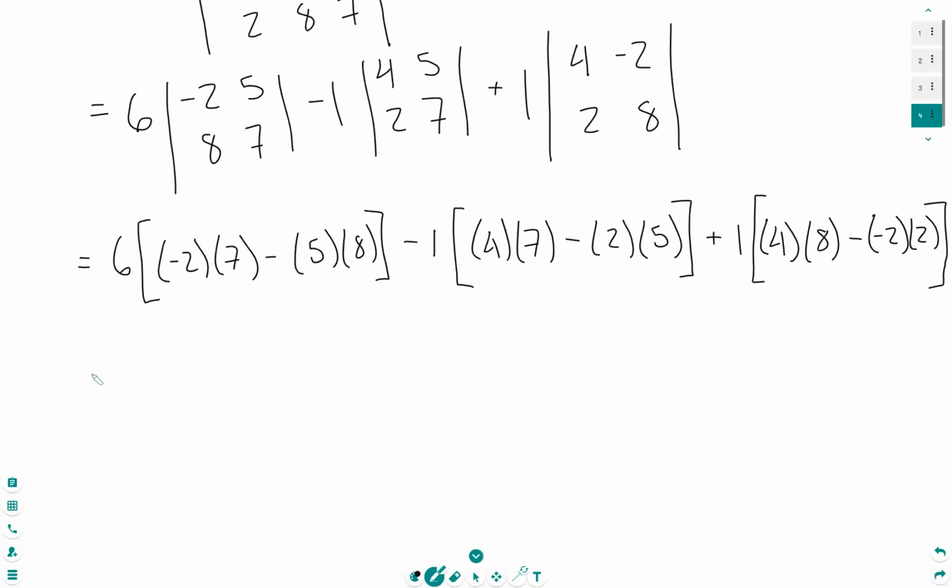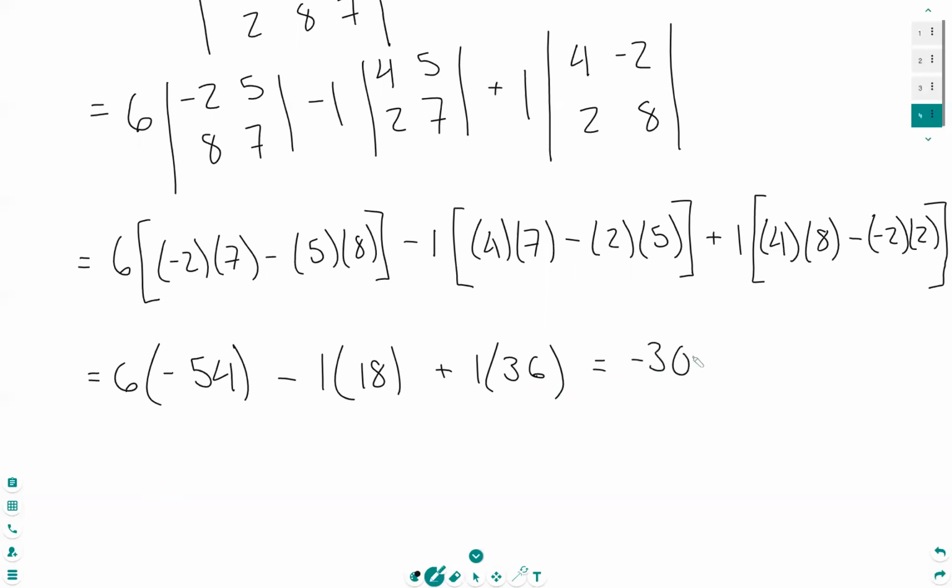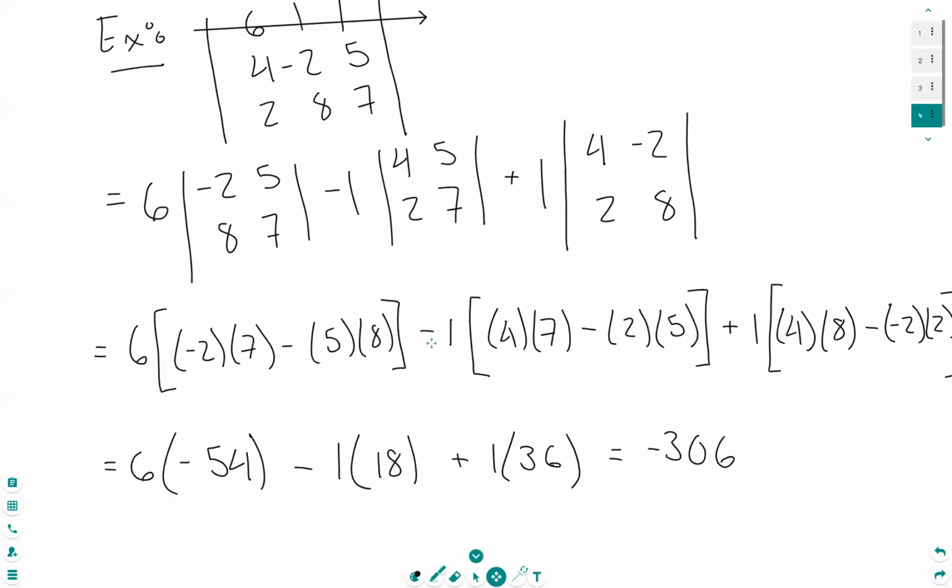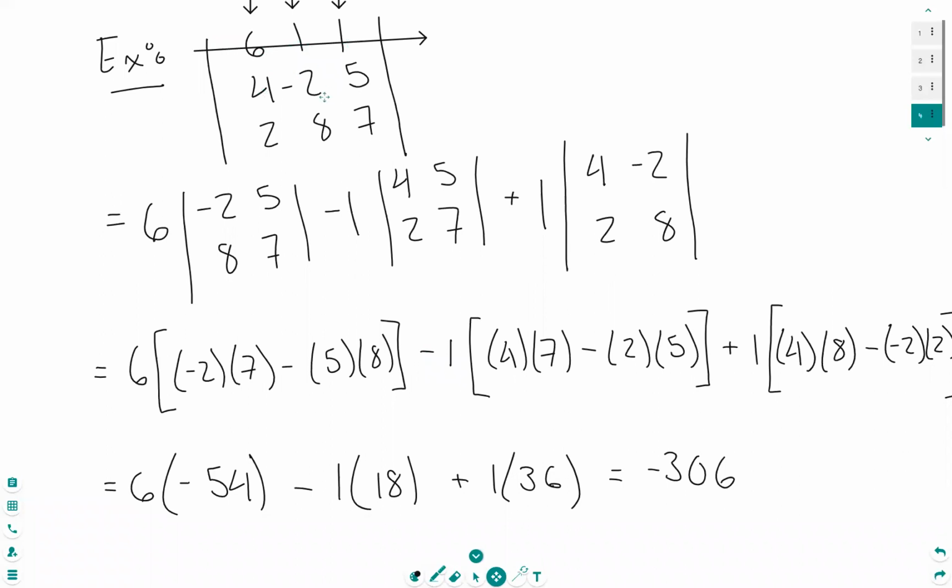What we have here is 6 times -54, minus 1 times 18, plus 1 times 36. This ends up being -306. So that's what the determinant of this array of numbers is. This 6, 1, 1, 4, -2, 5, 2, 8, 7. We take the determinant of this little block here, and we end up with -306. Okay.